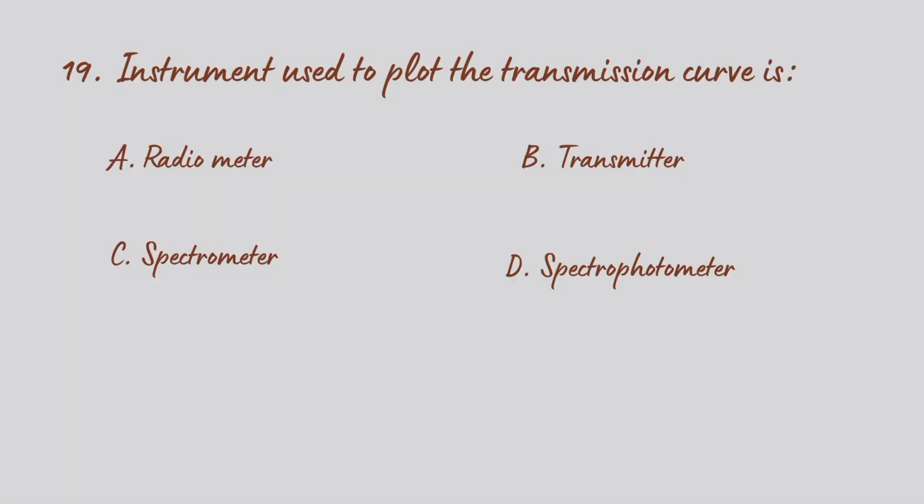Next question. Instrument used to plot the transmission curve is option A, radiometer, option B, transmitter, option C, spectrometer, and option D, spectrophotometer. Correct answer is option D, spectrophotometer.